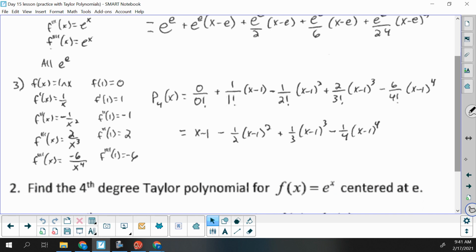Natural log of x, we needed 4 derivatives because we wanted 4th degree. Sub in 1 for each of them because we wanted to be centered at 1. So you have 0 over 0 factorial plus 1 over 1 factorial times x minus 1 to the first. Negative 1 over 2 factorial times x minus 1 to the second, and so on for the others. Either of those lines would have been correct, either with the factorials or if you neatened it up.